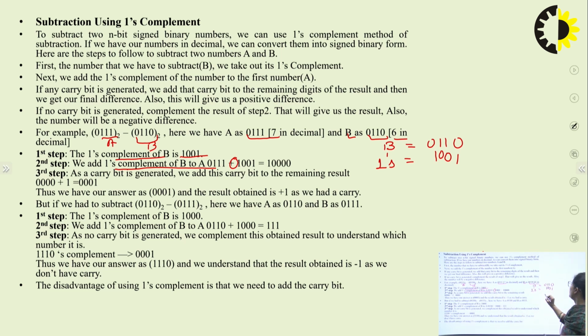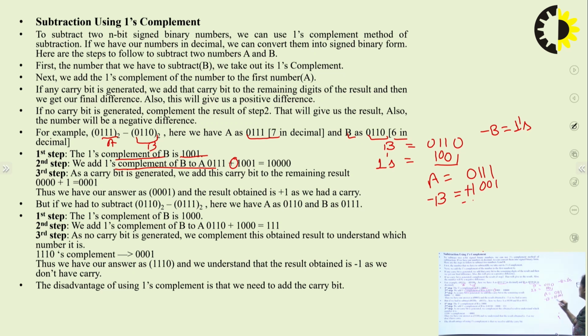So A minus B: the value of A is 0111, and minus B becomes the ones complement of B. What is the ones complement of B? It is 1001.